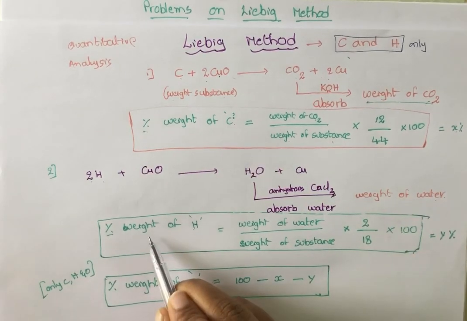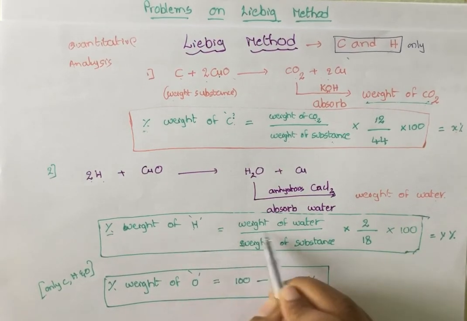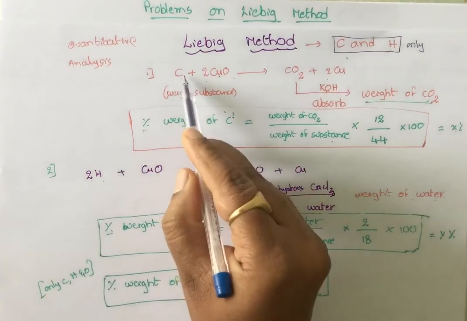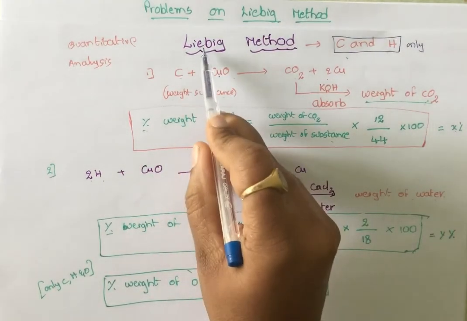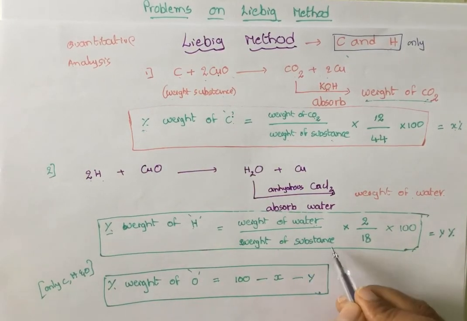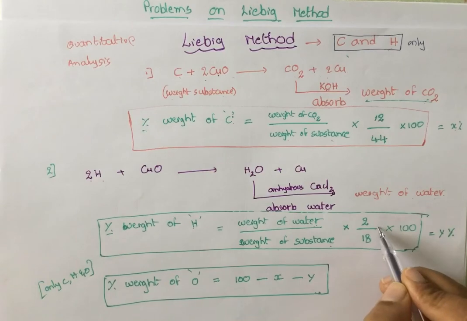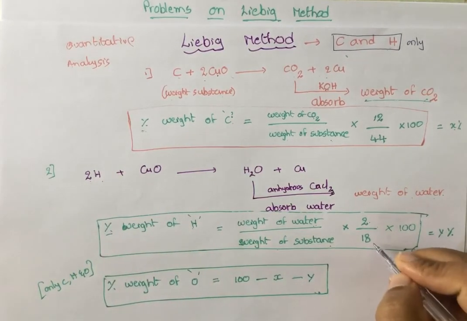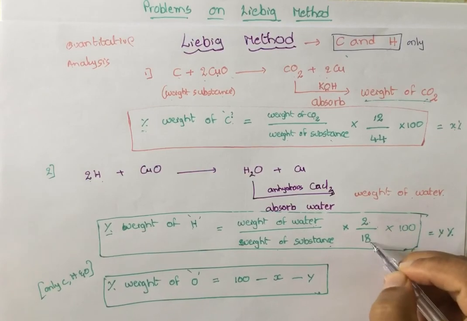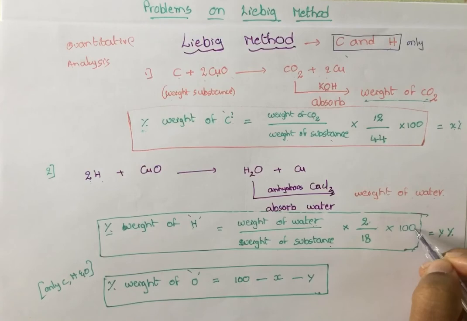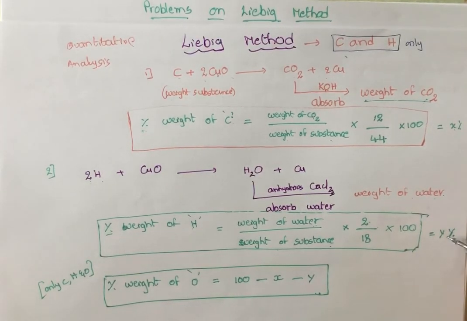Similarly, how can we find the percentage weight of hydrogen, from the weight of water? Because in this process hydrogen is converted into water, and carbon is converted into carbon dioxide in Liebig's method. So you have to take the weight of the water divided by the weight of the substance taken for this process, multiplied by 2, since there are 2 hydrogen atoms, its atomic weight, to that of the H2O molecular weight, which is 18. You should multiply with 100 to convert into percentage. This is X and this is Y.